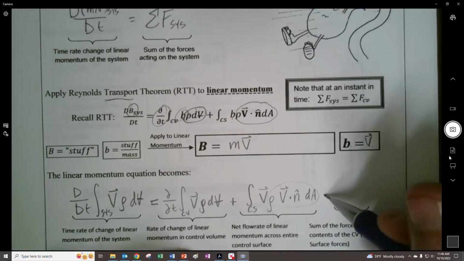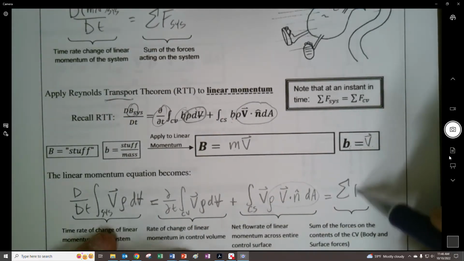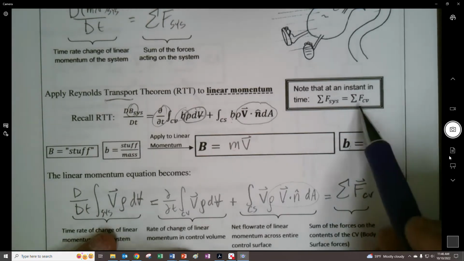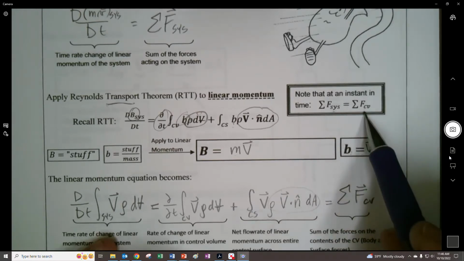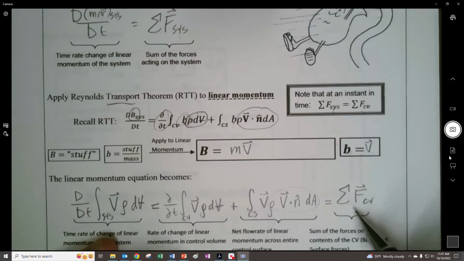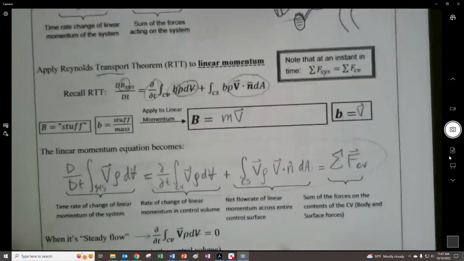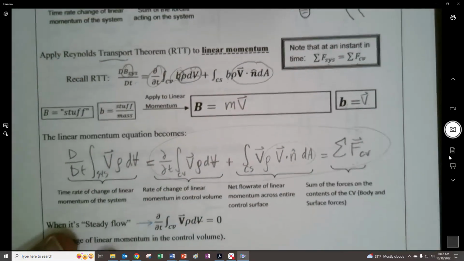And then that's going to equal the summation of forces on the control volume, noting that for an instant in time, the system and the control volume are going to be the same thing. So that's what we have right in here. So that's the rationale. So this right here is really our main equation, the one that is a consequence of the Reynolds transport theorem.